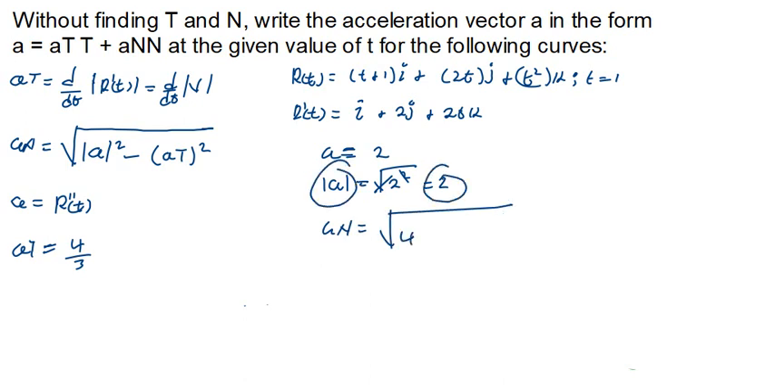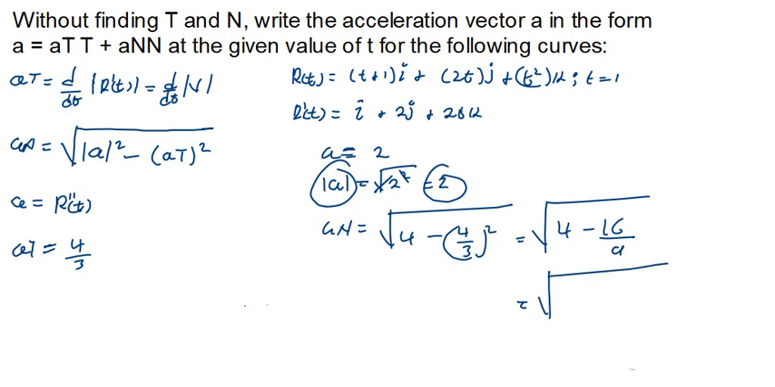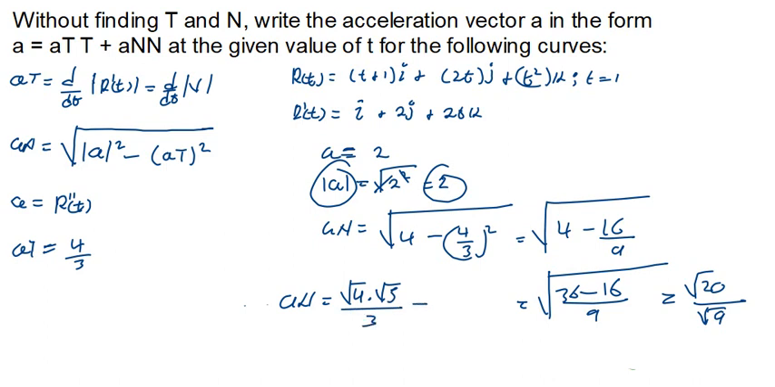So when you bring it and say AN will be equal to the square root of 4 minus our tangent component, 4 over 3, squared. That gives us the square root of 4 minus 16 over, not 3, but 9 rather. So that turns out to be 4 multiplied by 9, that gives us 36 minus 16, divided by 9, giving us root 20 over root 9. Simplifying that, the numerator is root 4 multiplied by root 5, divided by 3. Root of 4 is 2, so that is 2 root 5 over 3, and that's our AN.